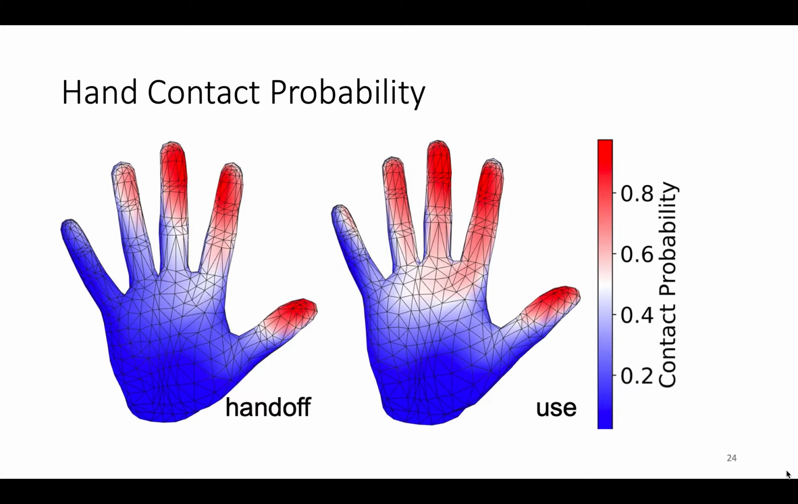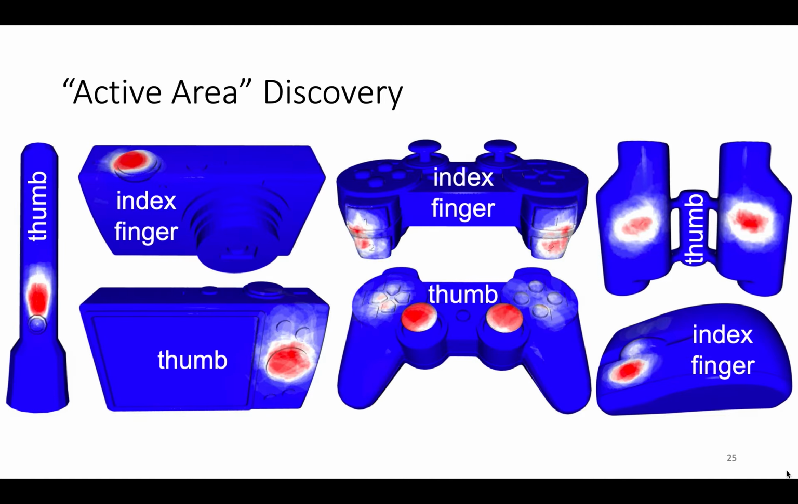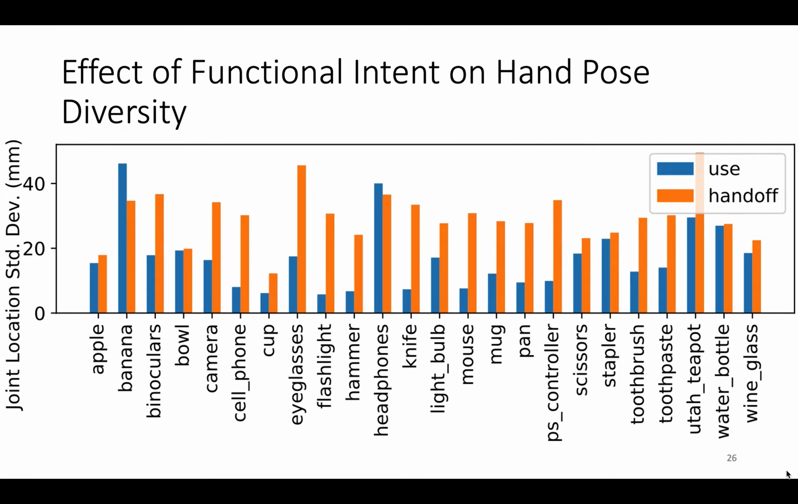Finally, contact is concentrated at the thumb and index finger for handoff, whereas it is more spread out for use. We discovered active areas on objects by integrating the probability of being contacted by a specific part of the hand over the entire dataset. We also measured the diversity of the hand pose in terms of the variance of 3D joint locations after accounting for object symmetry. We see that use grasps are much more constrained than handoff grasps, which intuitively makes sense.